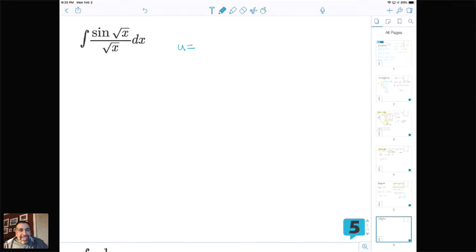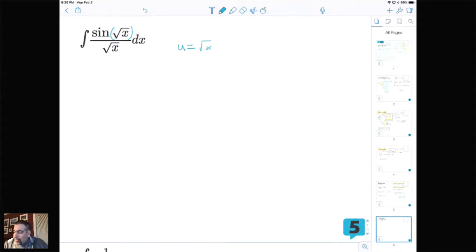Trying to figure out how the inside function relates to this problem, it's always helpful for me to remember that you can put parentheses around the angle of any trigonometric function. So if you're ever working with an integral and you've got a trigonometric function, putting parentheses around the angle is going to help you to identify the inside function. So in this case, we're going to go with u equals the square root of x.